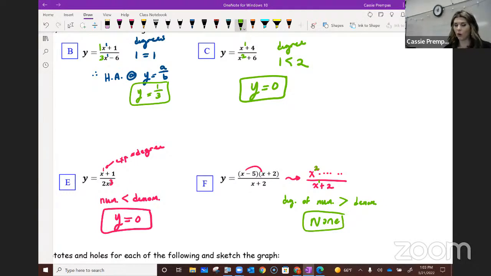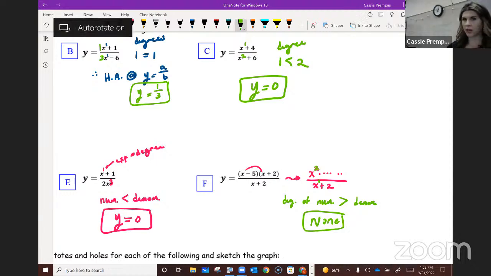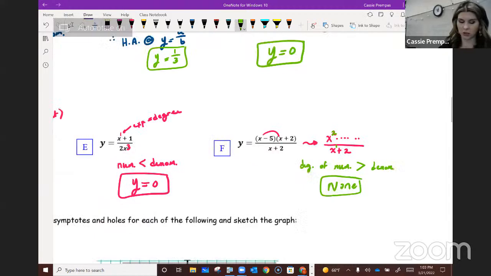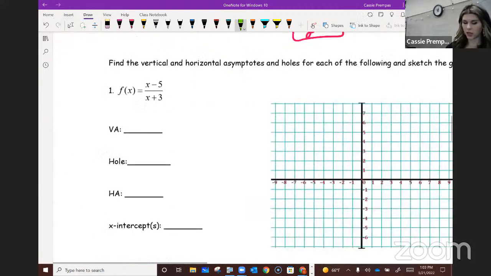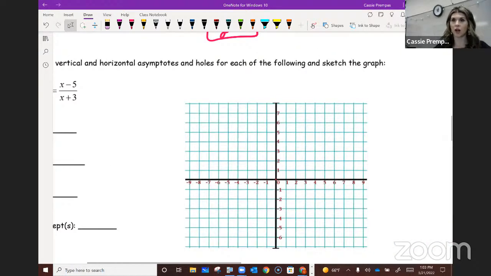All right, you have all the information you need to put it all together and be able to sketch by hand. So let's go ahead and do that. On to the following example. Find the vertical asymptote and horizontal asymptote and holes, and then sketch the graph.